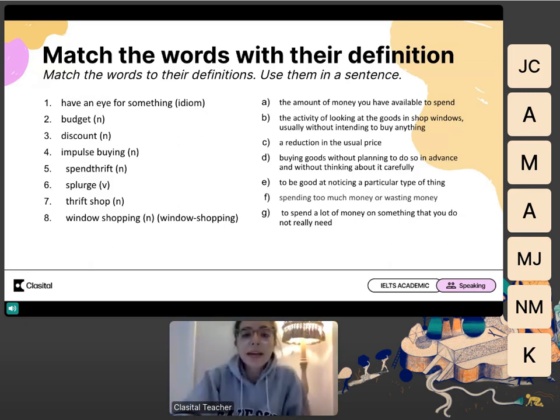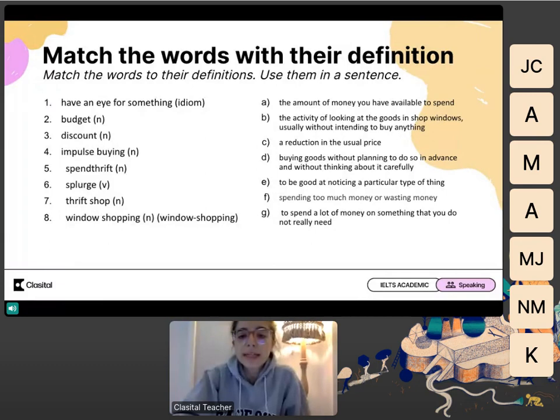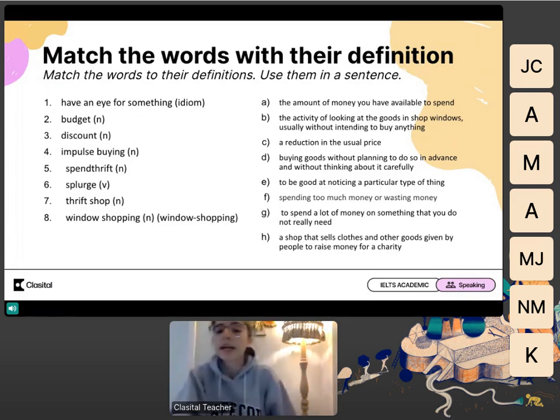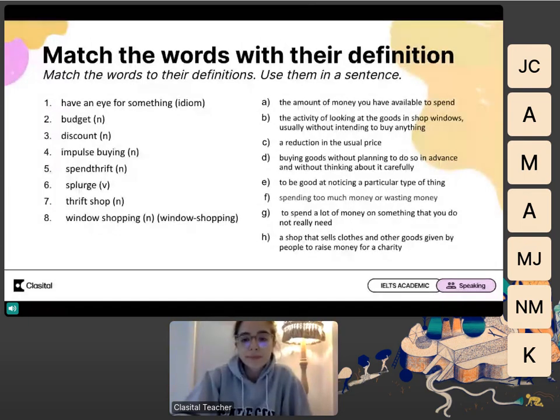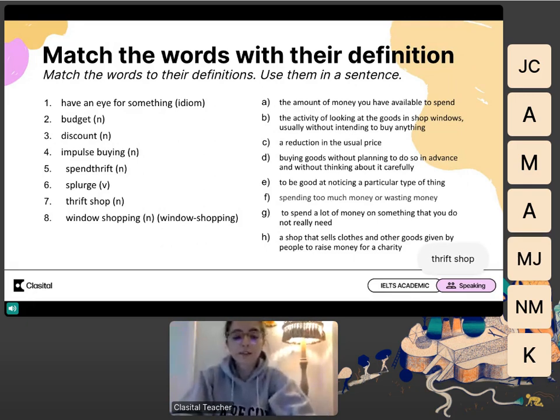Okay, for the next one and the last one: a shop that sells clothes and other goods given by people to raise money for a charity. Yes, thrift shop is the answer for that. And who wants to use it in a sentence? Thrift shop.